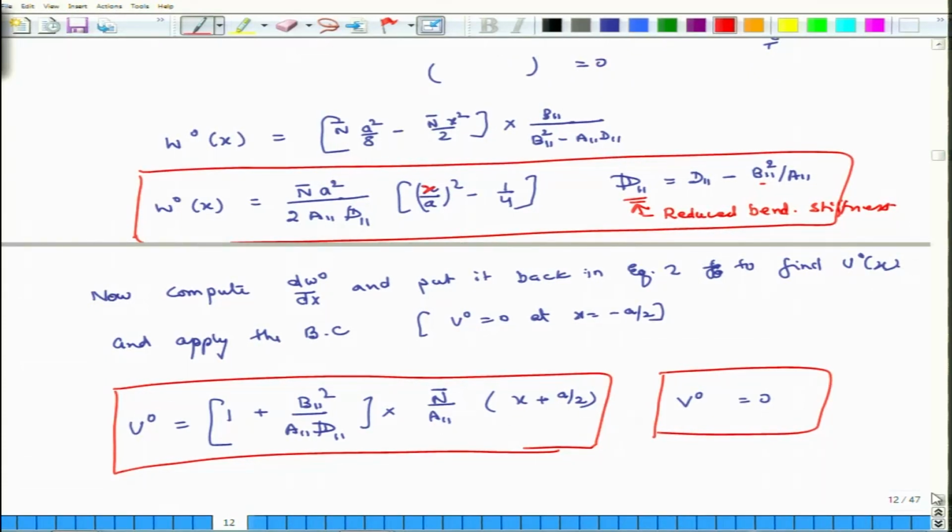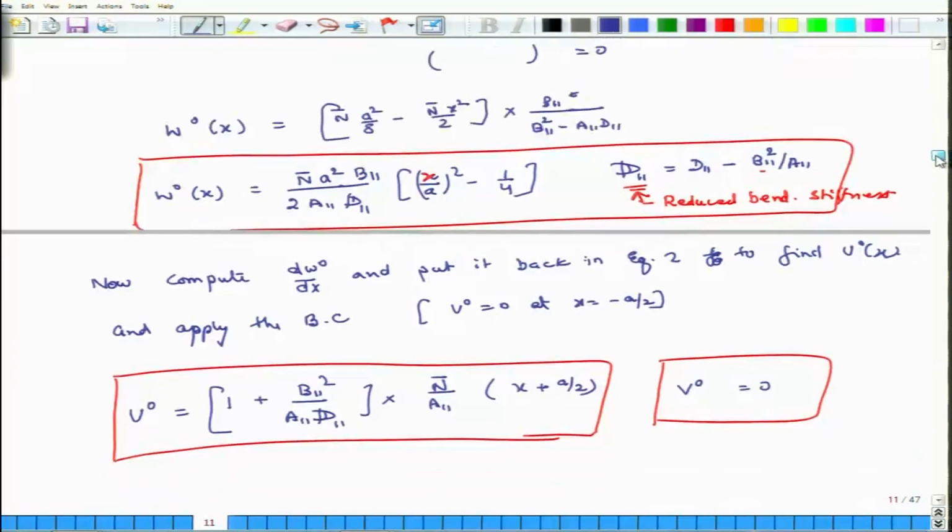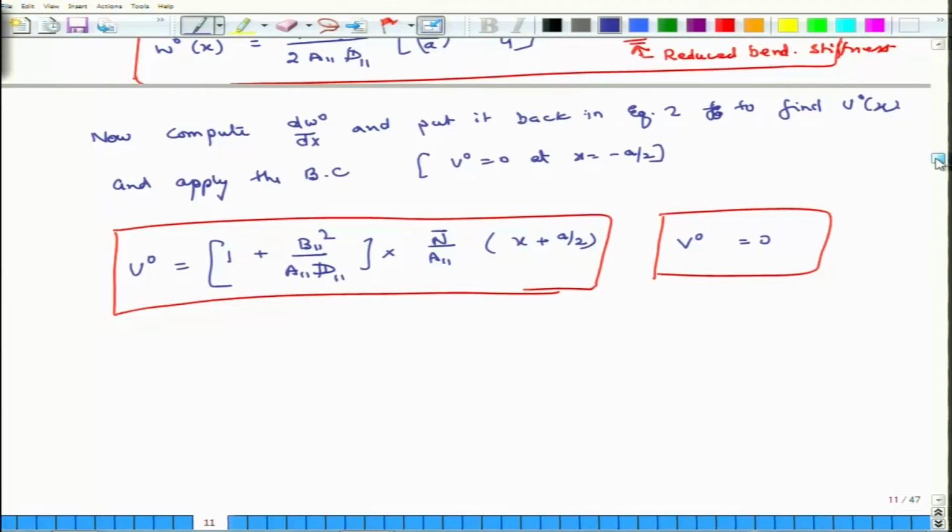Now, we will make some observations here. One thing I omitted accidentally in the expression for w naught is that there is a b11 here, but I omitted it. So, this b11 should have been here. That is an error which you should note. So, we will make some observations.